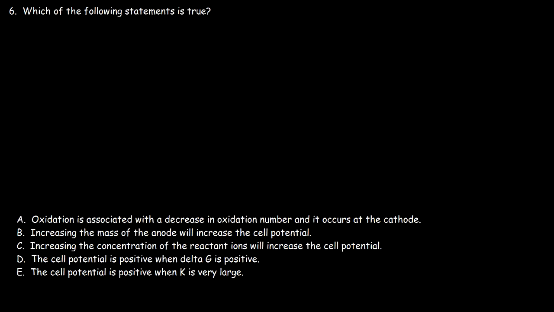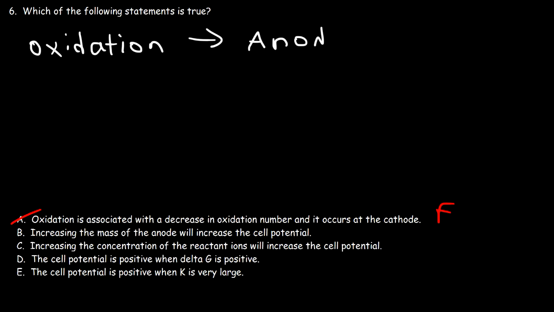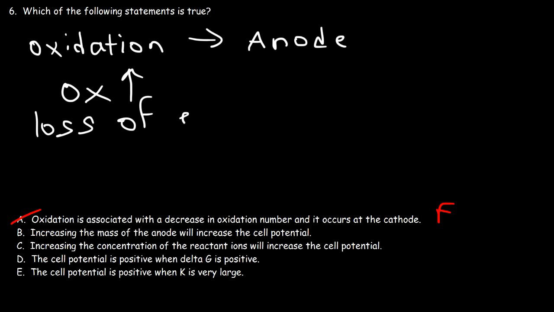Number 6. Which of the following statements is true? Oxidation is associated with a decrease in oxidation number, and it occurs at the cathode. That is a false statement. Oxidation is always associated with the anode. Reduction occurs at the cathode. And during oxidation, the oxidation number increases. For reduction, the oxidation number decreases. And oxidation is always associated with a loss of electrons.